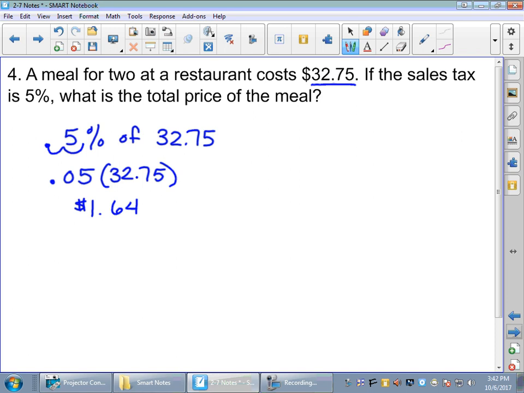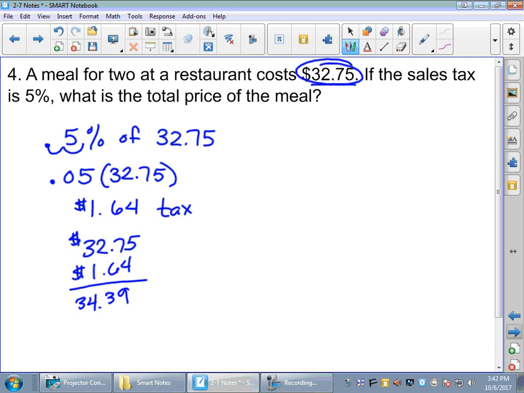What is the total price? This is the tax that we're going to pay. This right here is my bill. So to get the total, I got to take $32.75 and add on the $1.64. And so when I add those two together, I end up with $34.39. That would be the out-the-door price.